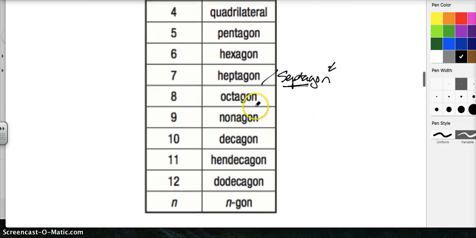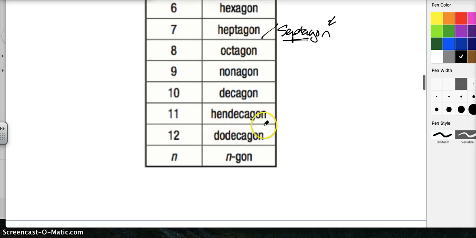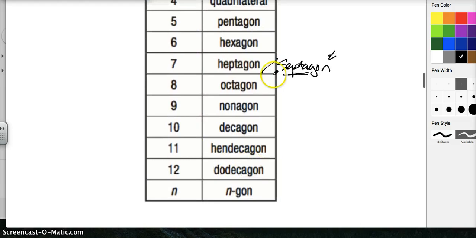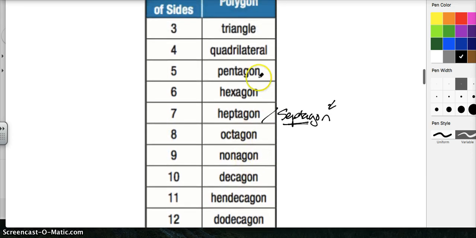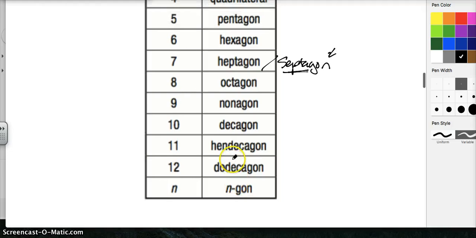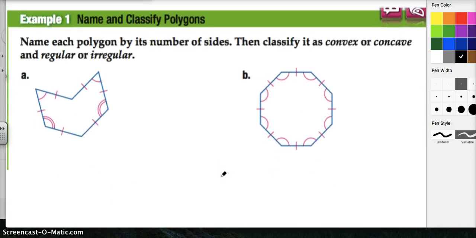All right, and then we have octagon, nonagon, decagon, hendecagon, dodecagon. I expect you to be familiar with all of these words, and after we get past 12, we just start going n-gon, so 13-gon, 14-gon, instead of referring to the actual Latin name that was given to these different shapes.